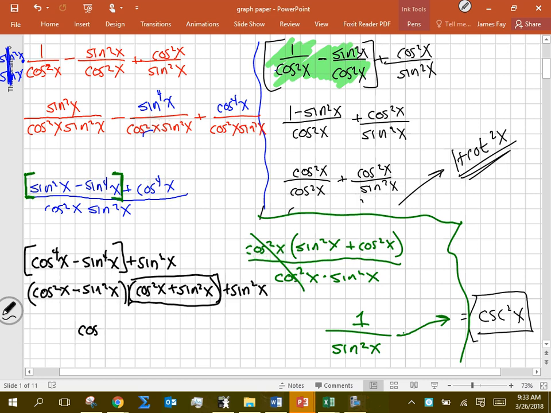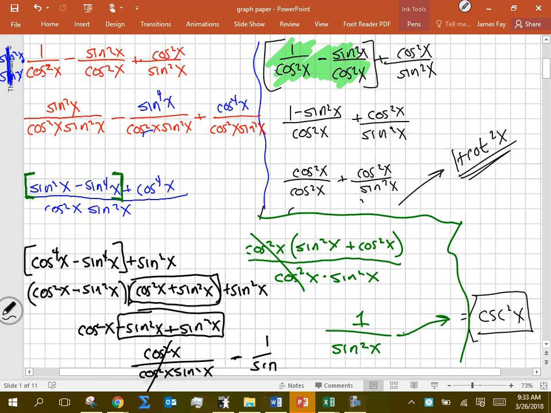So now I have cosine squared x minus sine squared x plus sine squared x. Those two things are additive inverses, right? So they go away. So now I have cosine squared x. Now I haven't been writing the denominator, but the denominator is still cosine squared x sine squared x. Now what happens with the cosine squared x's? Cancel, and it leaves me with 1 over sine squared x, which is the same thing as cosecant squared x again, right?